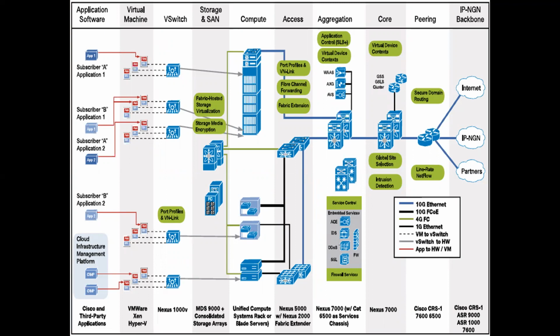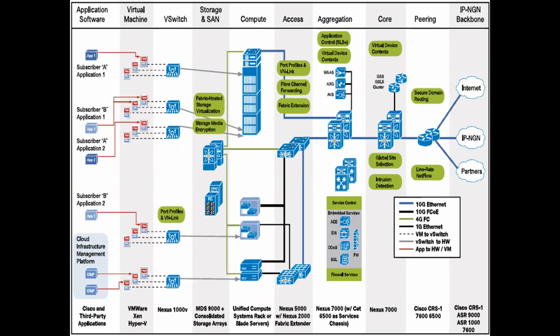So let's look at it according to the previous explanation, from the column on the left, application software, to the column on the right, IP NGN backbone. I will briefly explain what it is for each column. This picture is very complicated. Okay, let's look at the application software building block.